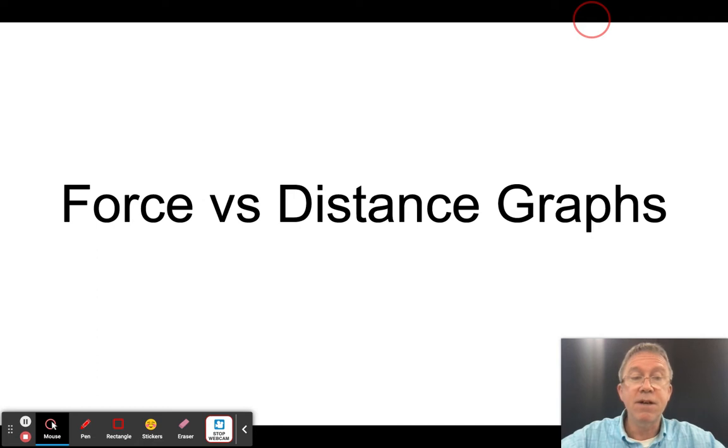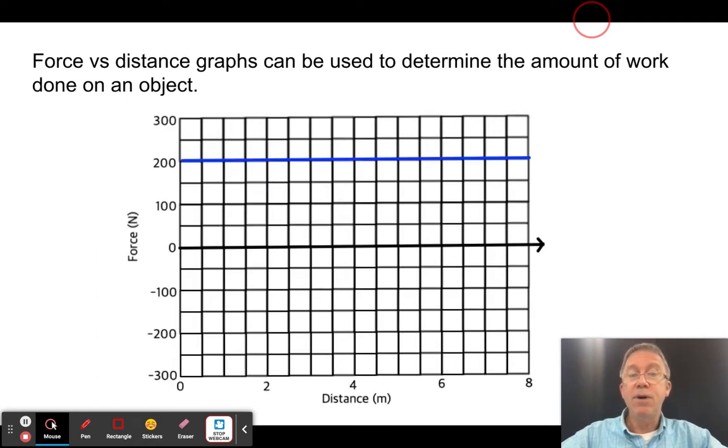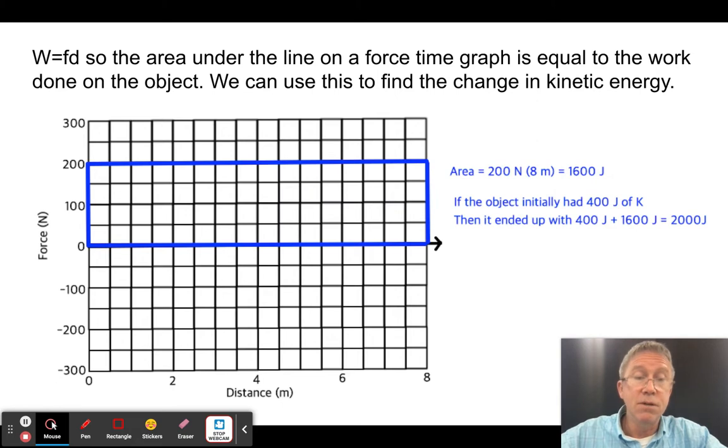Force versus distance graphs. It's a quick screencast, but it's very worthwhile. So here's the deal. We often use force versus distance graphs to analyze the energy of a situation because force times distance equals work. So if I have 200 newtons worth of force acting across a distance of 8 meters, I'm going to do some work. In fact, I'm going to do 1600 joules worth of work.